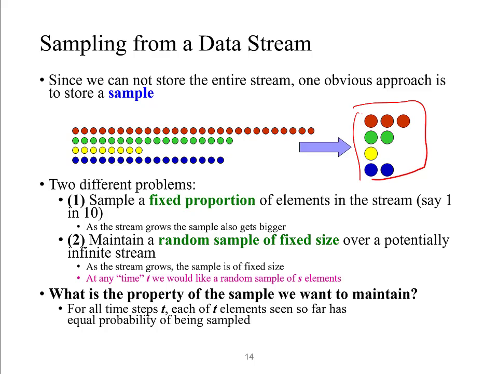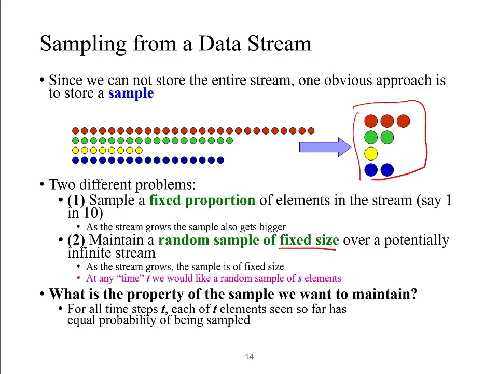So the second type of problem is that we maintain a random sample of fixed size over a potentially infinite stream. Right? So when the stream grows, the sample size would always be the same. It's fixed. At any time t, we would like a random sample of s elements, and at any time, I mean the sample size is always s elements.